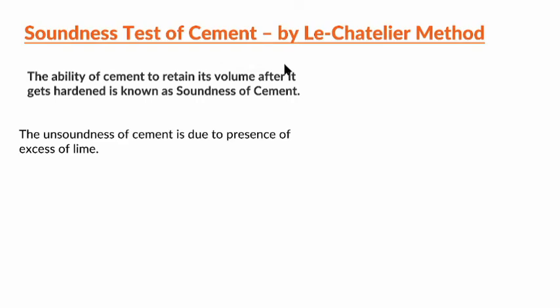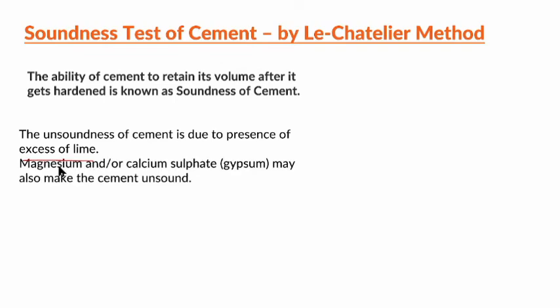The unsoundness of cement is due to the presence of excess of lime. Since lime is used in the preparation of cement, if the lime is in excess quantity, it will make the cement unsound. Magnesia or calcium sulfate, that is gypsum, may also make the cement unsound.